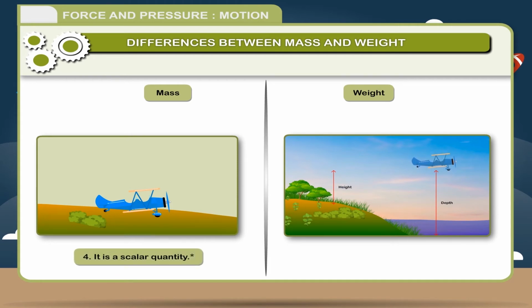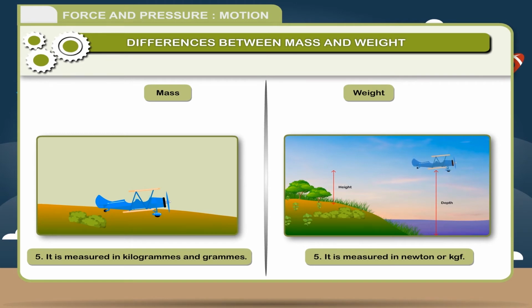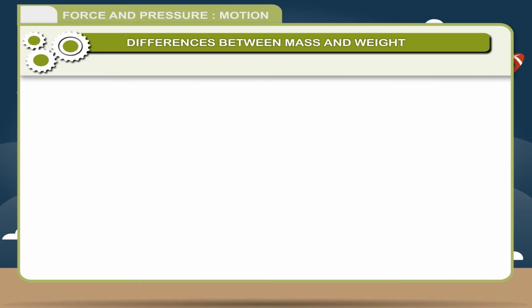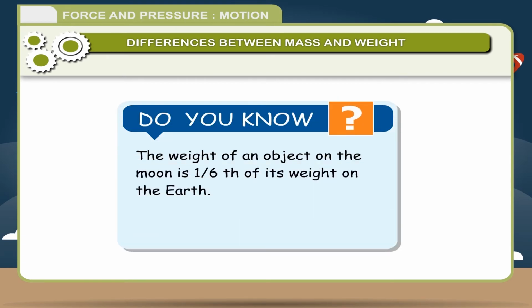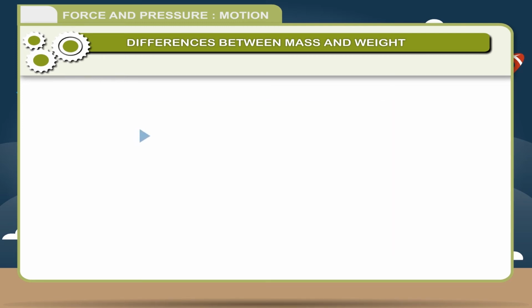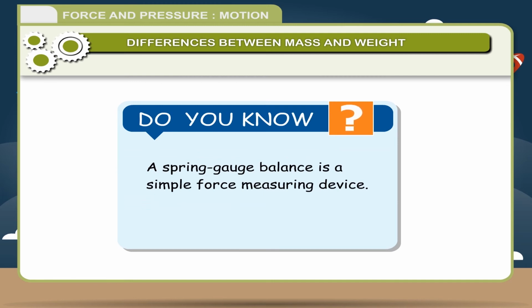4. Mass is a scalar quantity. Weight is a vector quantity. 5. Mass is measured in kilograms and grams. Weight is measured in Newton and kilogram force. The physical quantity which has magnitude only is called a scalar quantity, while the quantity which has both magnitude and direction is called a vector quantity. Do you know? The weight of an object on the moon is 1/6 of its weight on the earth. Do you know? A spring gauge balance is a simple force measuring device.